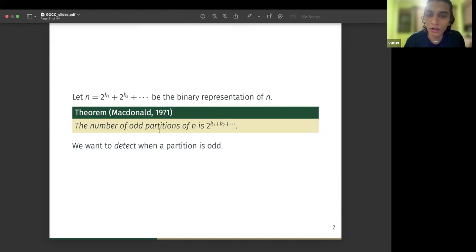I will call a partition odd when the number of standard fillings of that partition is odd. I'll call it even when the number of standard fillings of the partition is even.